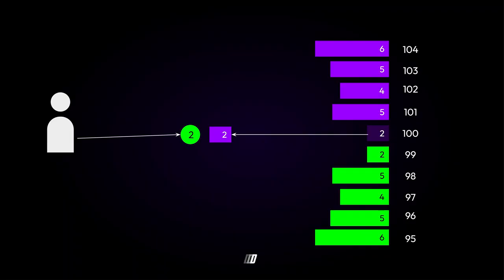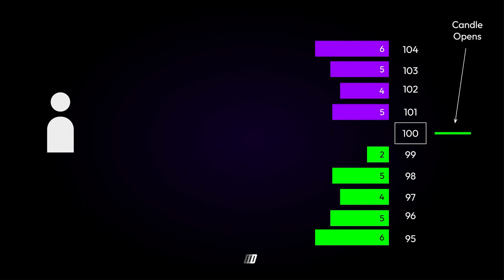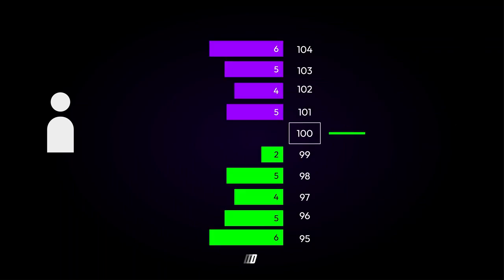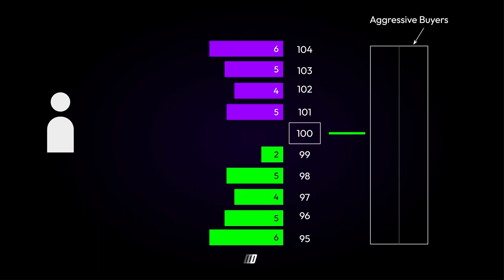So we said that these two contracts are matched, right? There's a buyer that's matched with a seller. It's a match. That's the new price. The candle opens. Now, let's add one more layer. Let's have a little table that summarizes for us aggressive buyers on the right-hand side and aggressive sellers on the left-hand side. So that buyer that bought, we place it here.